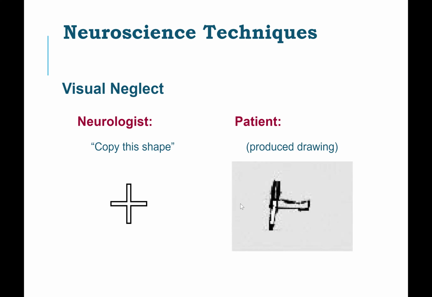And visual neglect is different from blindness in what way? How is it different? If I say someone has neglect, versus whether they're blind, what could be the biggest difference?